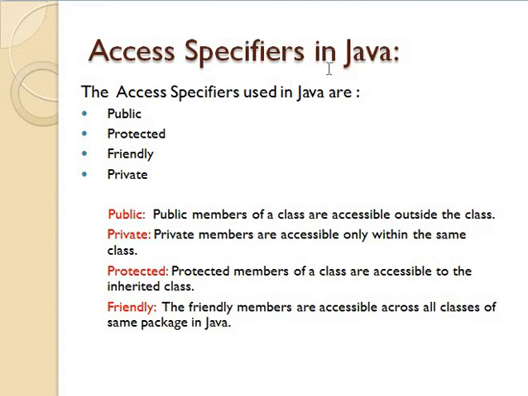There are four types of access specifiers in Java. Those are public, private, protected, and friendly. Under the access specifier public, the public members of a class are accessible outside the class. That means when the members are declared as public, they shall be accessible within their own class as well as outside of their class.